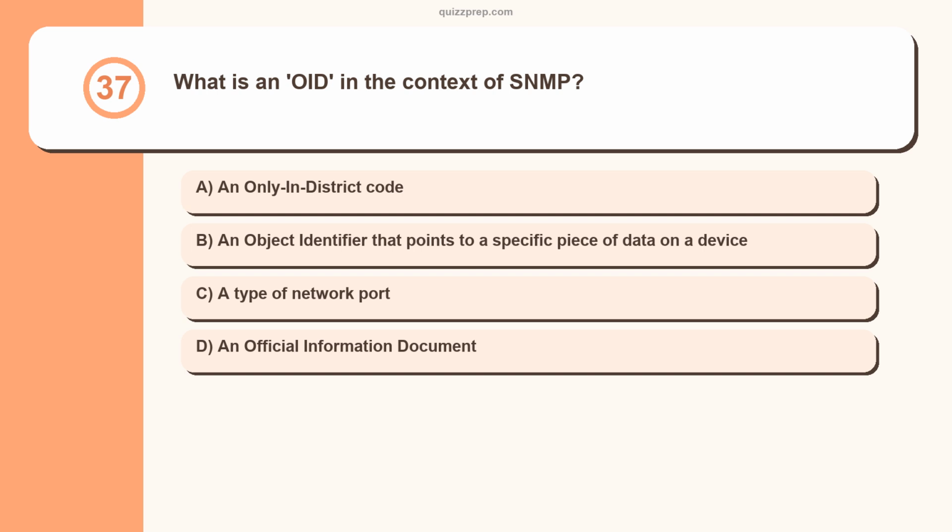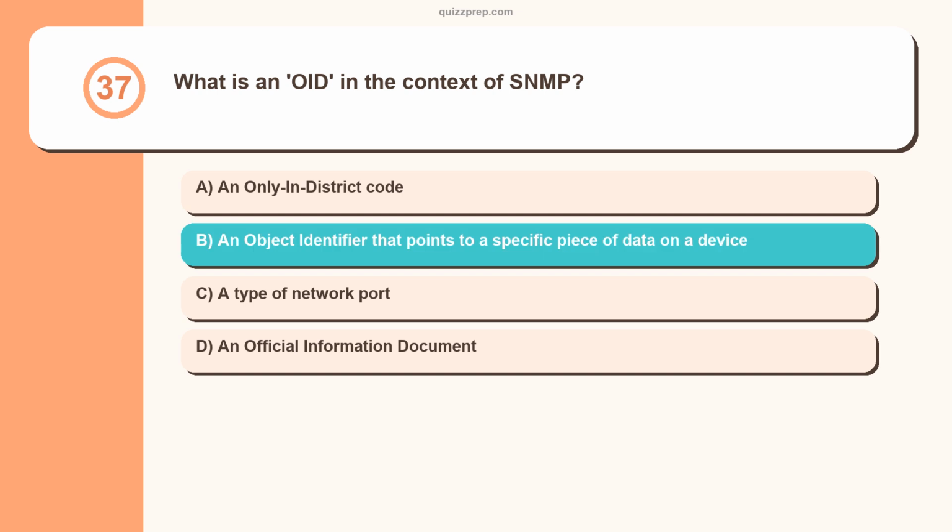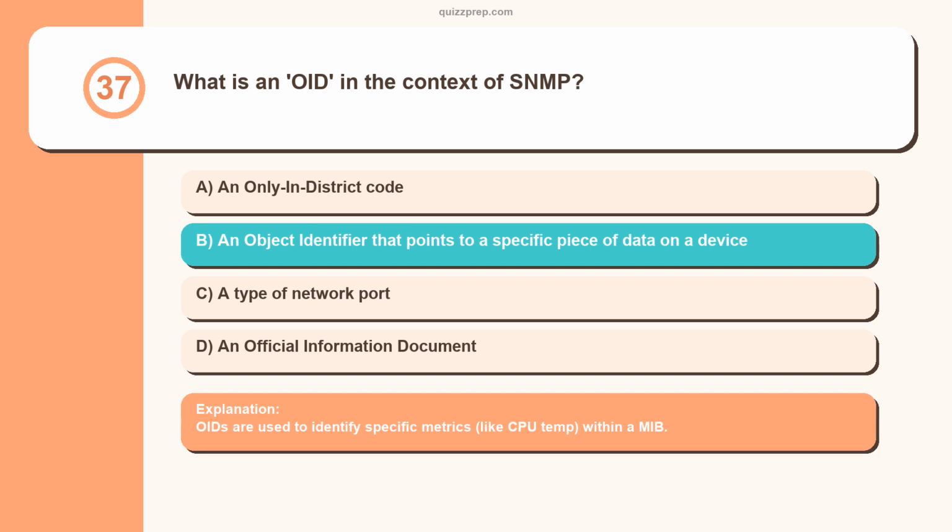Question 37. What is an OID in the context of SNMP? An only in district code. An object identifier that points to a specific piece of data on a device. A type of network port. An official information document. OIDs are used to identify specific metrics, like CPU temp, within a MIB.